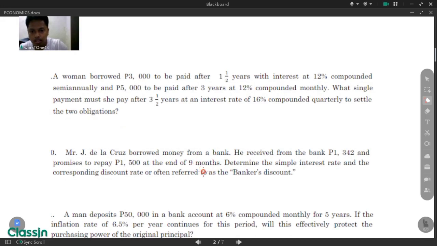Okay, so the cross borrowed money from the bank, received 1,342 and promised to repay 1,500. So our P actually here is this, from 1,500 to 1,342. So it's already discounted. So determine the simple interest rate and the corresponding discount rate, referred to as the banker's discount.